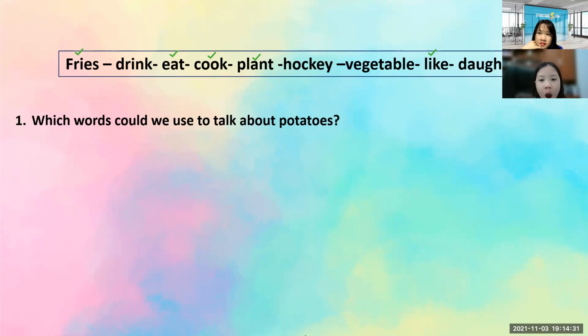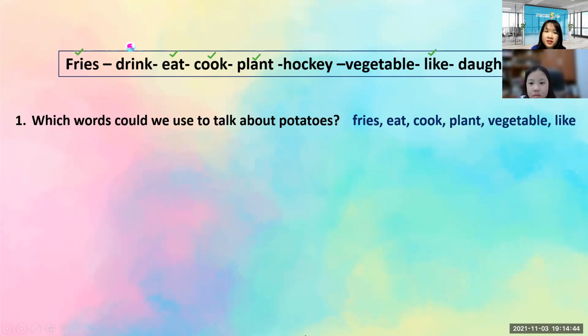Finish? Yes. So the things we can use are fry, eat, cook, plant, and vegetable. Okay, so this is the answer. We can use vegetable, like potato is a kind of vegetable.